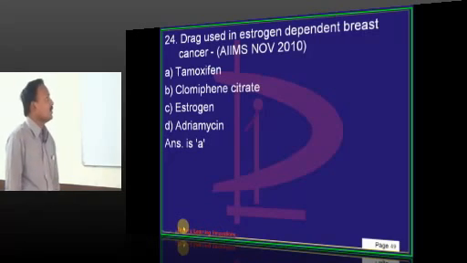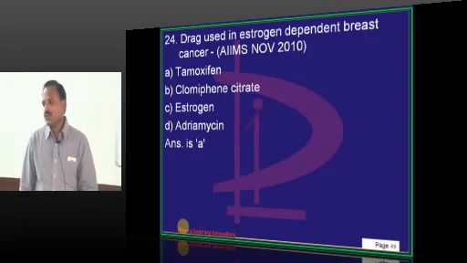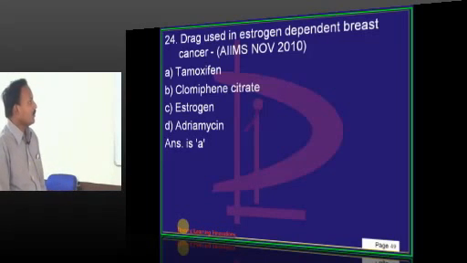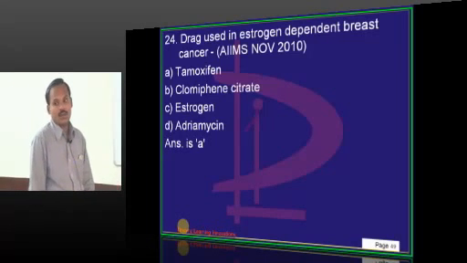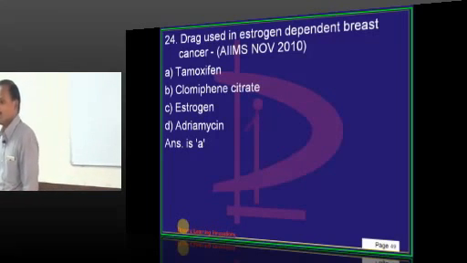Drug used in estrogen dependent breast cancer. So, block the estrogen receptor, anti-estrogen, tamoxifen. Now, regarding tamoxifen, this simple type of question may not come. Most of the time a little difficult question comes. So, you should know everything about tamoxifen.